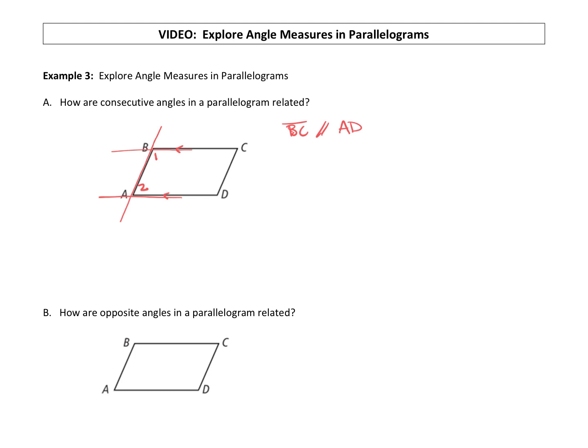So when BC is parallel to AD, that means that angle 1 and angle 2 are same side interior angles. So what do we remember about same side interior angles? They are not congruent with parallel lines cut by a transversal. They are going to be supplementary. So angle 1 and angle 2 are supplementary.